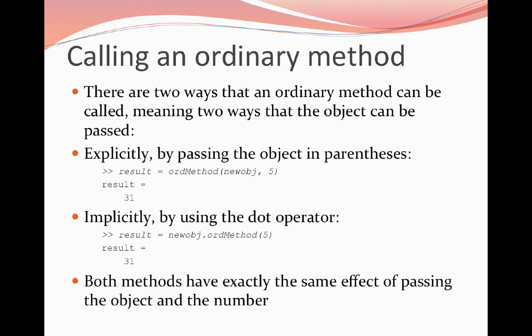Now, there are two ways that this ordinary method could be called, meaning two ways in which you can pass the object to the ordinary method. You can do it explicitly by passing the object in parentheses, so calling the ord method and passing an object and a number. Or you could do it implicitly by using the dot operator. So you say your object dot ord method in parentheses, just the number. It's important to understand that when you use the dot operator, you're doing exactly the same thing as the other method. In both cases you're passing both the object and the number 5. So they do exactly the same thing.